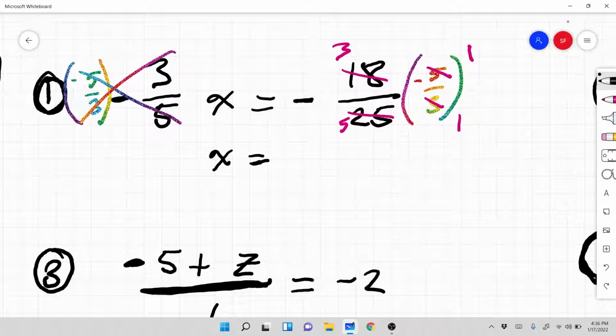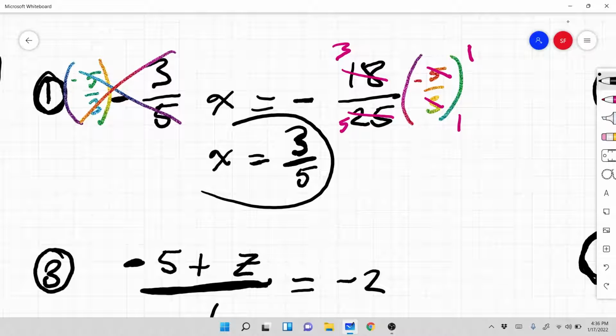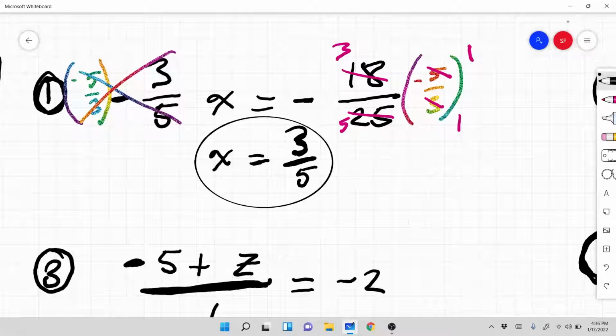If you remember back to our rules for multiplication and division of integers, a negative times a negative is going to give us a positive. So our answer is positive 3. That 3 kind of went crazy. It still looks ugly, but it's going to be as close as we're going to get today. 3/5. That's the answer to number 1.